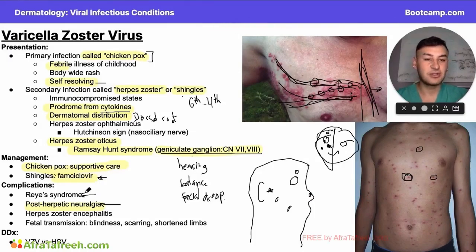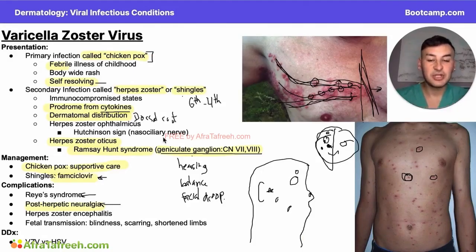So if you have a kid with chickenpox, never, ever, ever give them aspirin, okay? That's because giving them aspirin can precipitate Reye's syndrome, which is an issue with the liver that can actually cause death in kids. So never give aspirin to a kid with chickenpox.